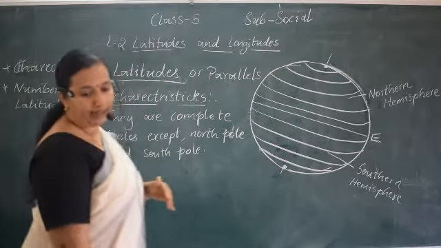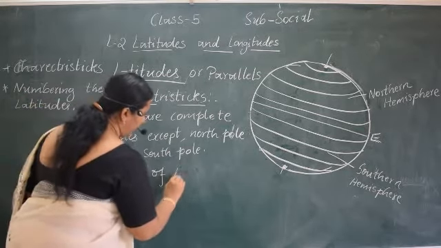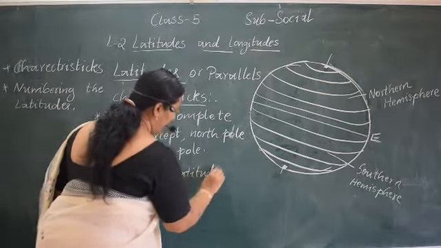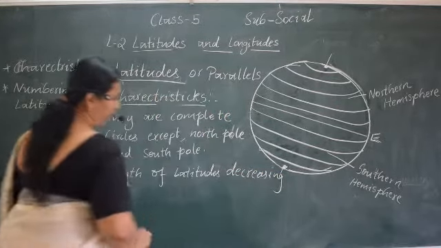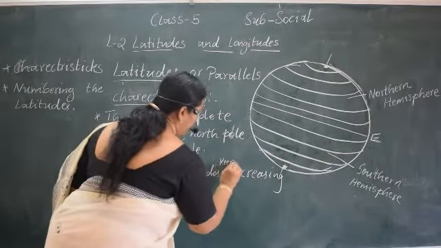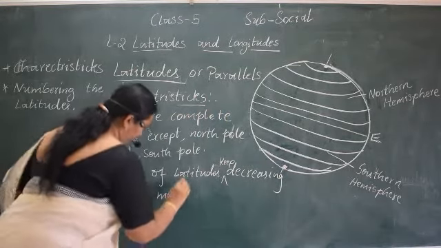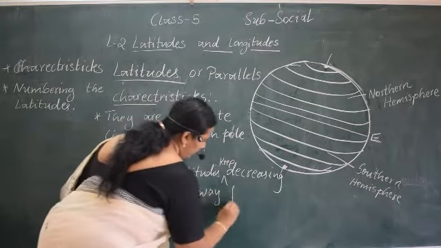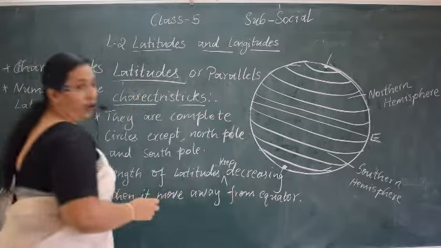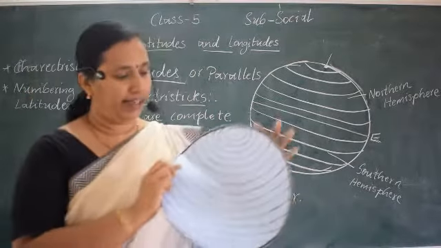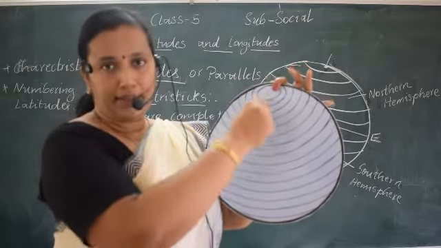So the second point: the length of latitudes keeps decreasing when they move away from the equator. Children, I drew it here so you can clearly understand. When it moves away from the equator, the length keeps decreasing, you can see.